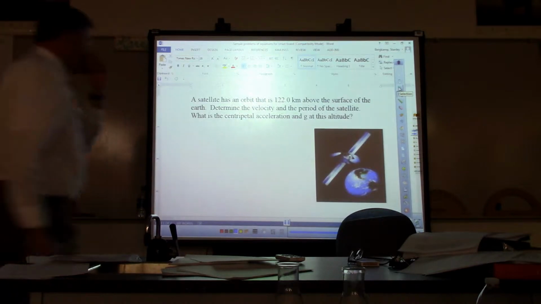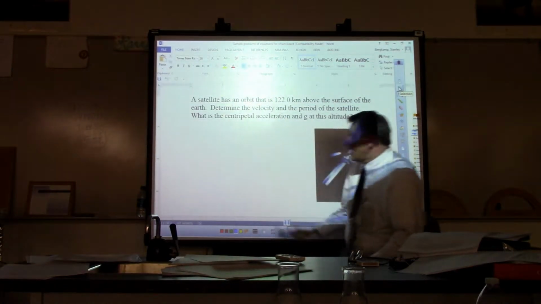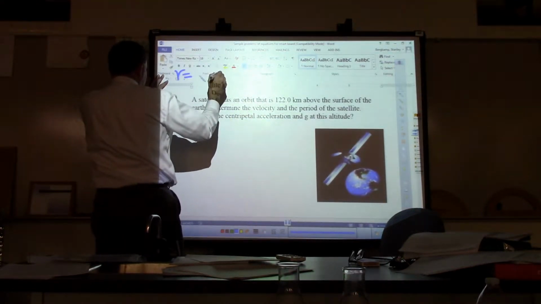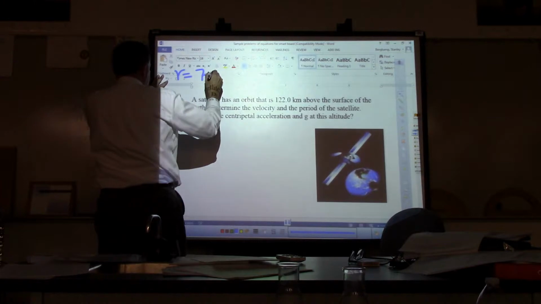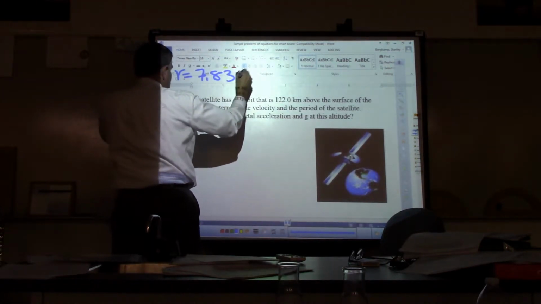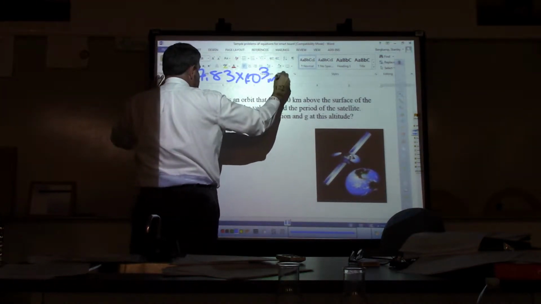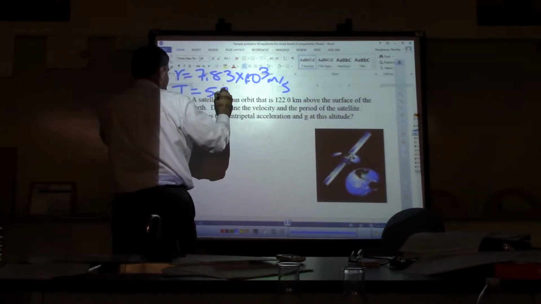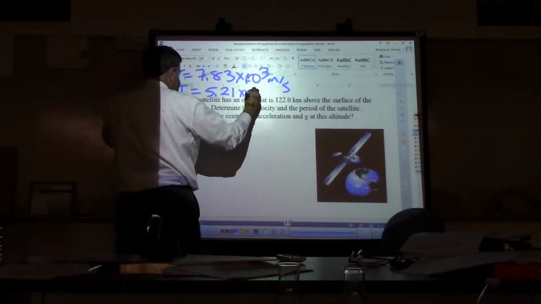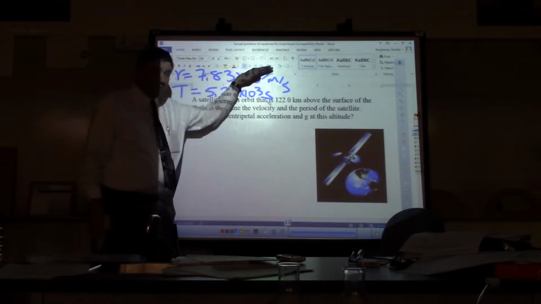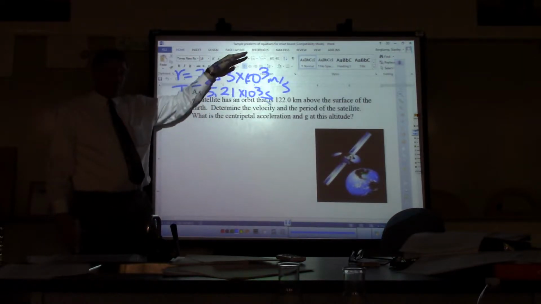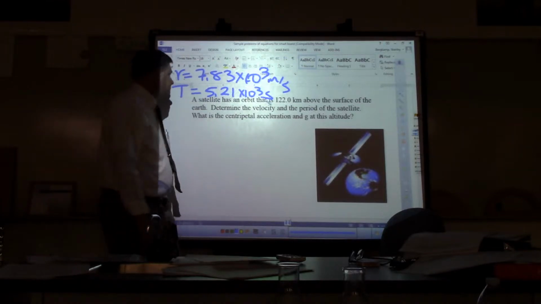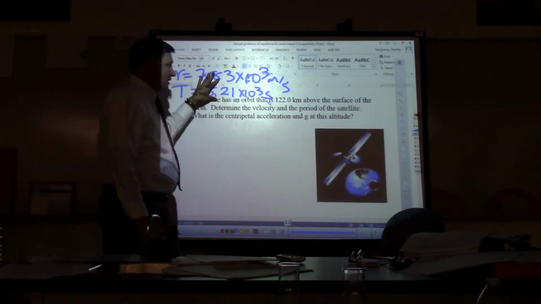Okay, now, so we got the first two done. What do we get for the velocity? 7.83 times 10 to the third meters per second. We got an orbital period of 5.21 times 10 to the third seconds. And we said the orbital period and velocities, even of the Moon and the Earth, are typically around 10 to the third. Typically, that's where they're at. All right, so we got these two done.